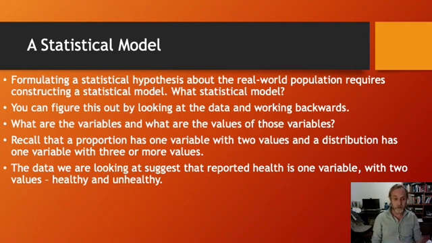So here we're talking about a simple proportion, right? It's 92% consider themselves healthy versus the 8% that consider themselves unhealthy. So that's one variable, right? Health status, it's got two values, healthy and unhealthy. A distribution would have a variable with 3 or more values, right? For example, with marbles, red, yellow, green, right? That would require a distribution. So what we're looking at here is health, one variable, two values, healthy, unhealthy. So that's going to be a proportion.